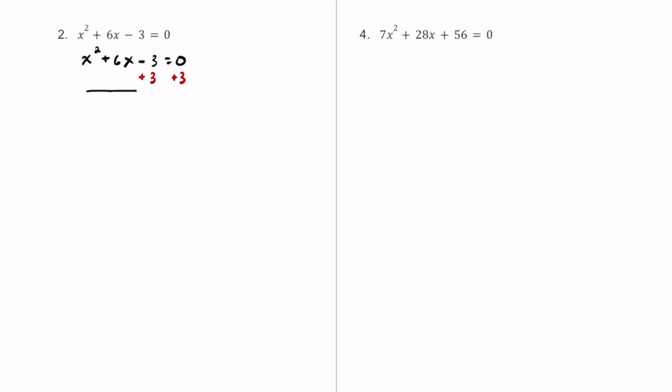So it looks a little bit more like the equation we had in number 1, right? So we're going to have the x terms isolated to the left side, so x squared plus 6x. And then I'm going to leave some space so we can complete the square. And then we have 3 over there on the right side, that constant, okay?